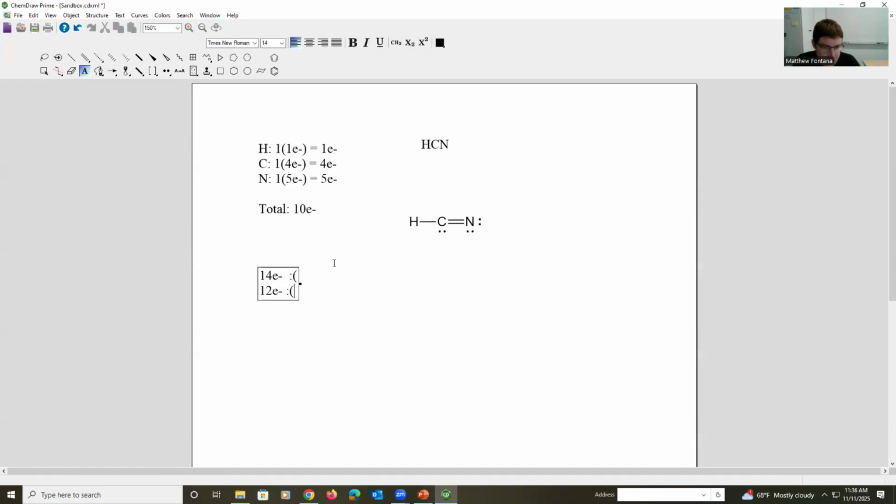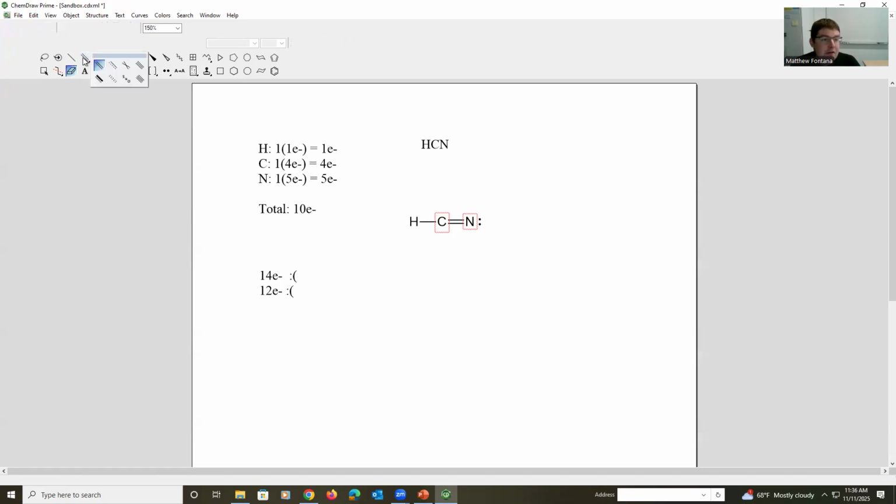and that still is not good. So this means we need to add an additional bond. Hydrogen can only have one bond to carbon. So that means we're going to take away a lone pair from this carbon and take away a lone pair from that nitrogen.